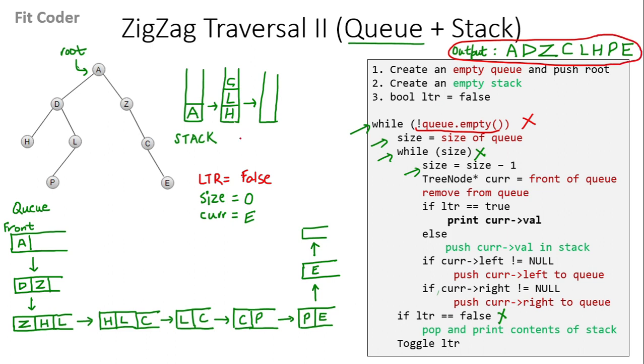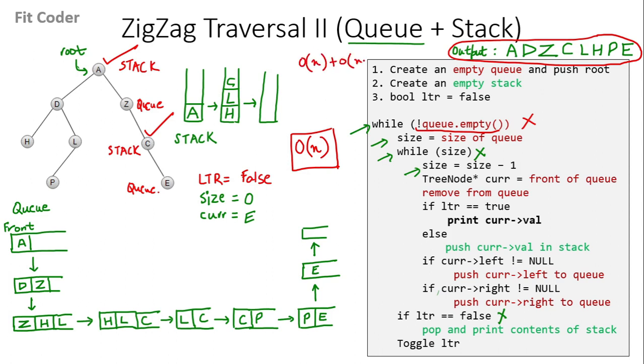So you can see here that one level will be maintained in queue and the one level will be maintained in stack. So this was stack and this was also stack, but these two were maintained in queue. And if we check the time complexity of this method, so time complexity will be order of n, and space complexity is order of n plus order of n, which is also order of n.